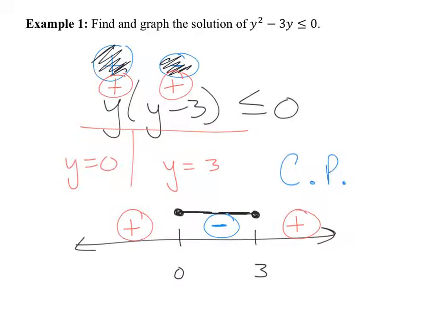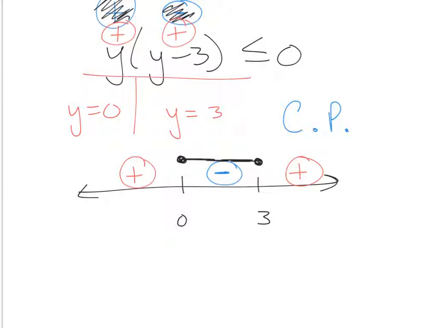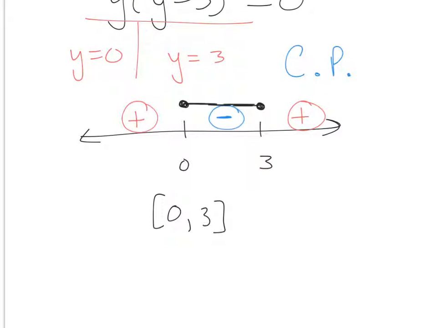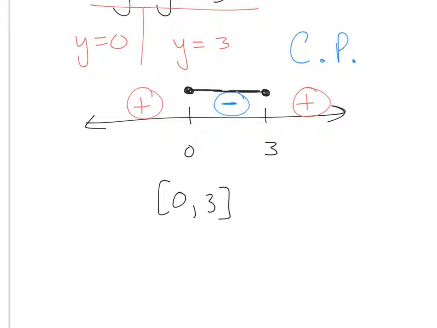How do I write this as a solution set? I write it one of two ways. In interval notation, using brackets because it's closed circles. Or I write it in set notation. What was the variable? Y? Yes, Y. So we have 0 less than or equal to Y, less than or equal to 3. Either way to write it is fine.